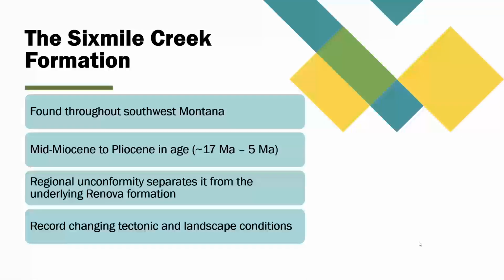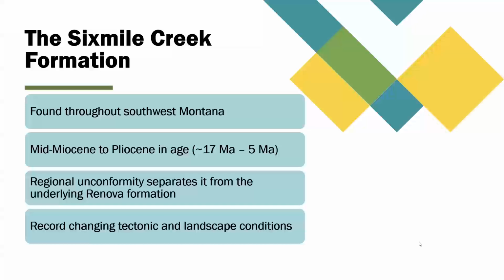And so I think a lot of you know the background on the Sixmile Creek Formation, but I'll just give a quick rundown. It's found throughout southwest Montana and, I guess, parts of central Montana too. It's mid-Miocene to Pliocene in age, so 17 to 5 MA roughly. It varies in some places.